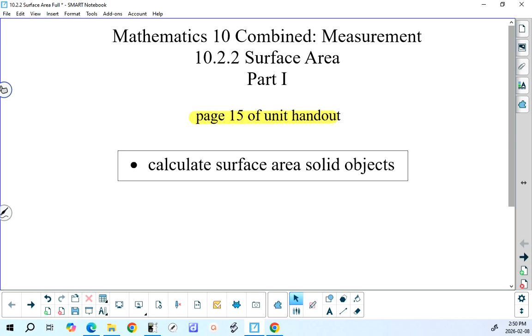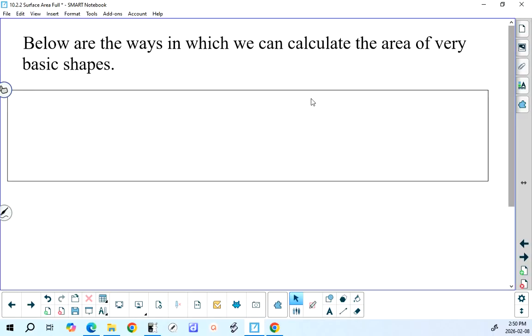So what we're looking at doing today is calculating surface area of solid objects, of three-dimensional objects. But I'm going to start by reviewing how to find area of some very basic two-dimensional shapes. For example, you should know how to find the area of a circle. And I give you this formula on your formula sheet. The area of a circle is pi r squared.